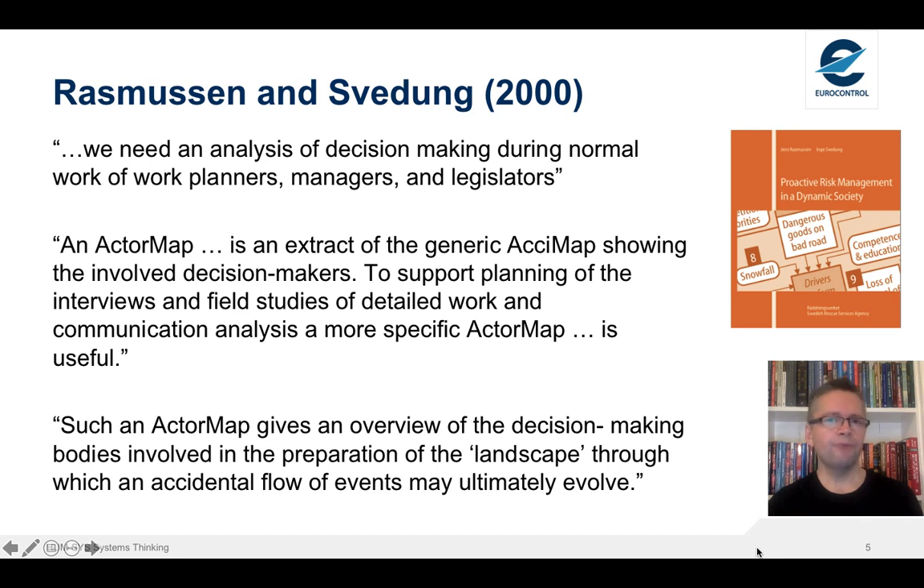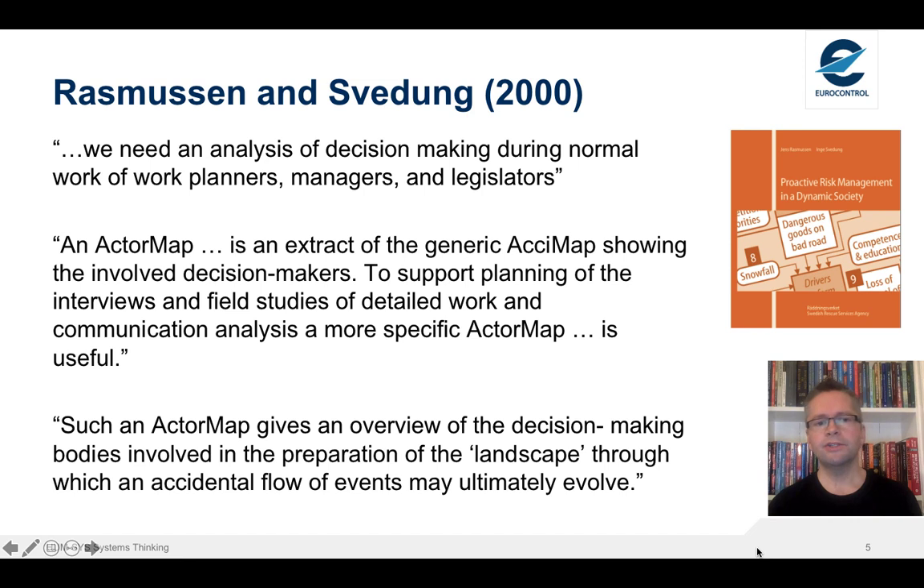In this book, you can see a few references to ActorMaps. So the first is that it notes we need an analysis of decision making during normal work of work planners, managers and legislators, specifically in the context of an accident scenario and all of the activities that precede that. They say that an ActorMap is an extract of the generic ActorMap showing the involved decision makers. To support planning of the interviews and field studies of detailed work and communication analysis, a more specific ActorMap is useful. So there's a reference there to the ActorMap and the InfoMap in terms of the communication analysis.